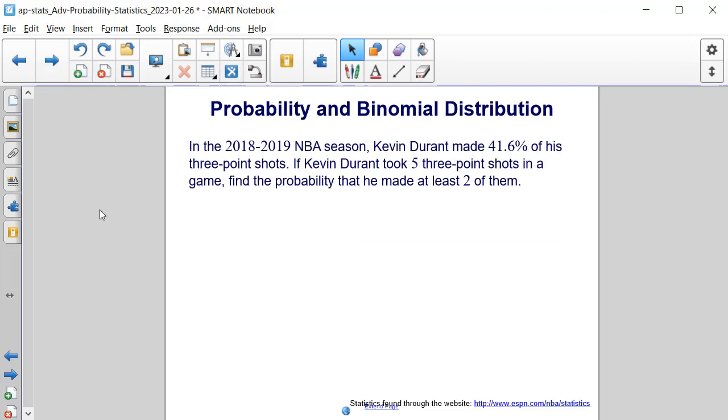In the 2018 to 2019 NBA season, Kevin Durant made 41.6% of his three-point shots. If Kevin Durant took 5 three-point shots in a game, find the probability that he made at least 2 of them.